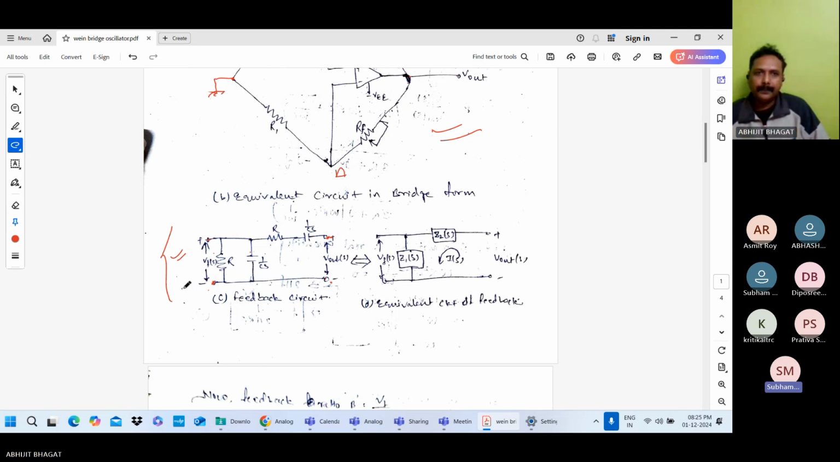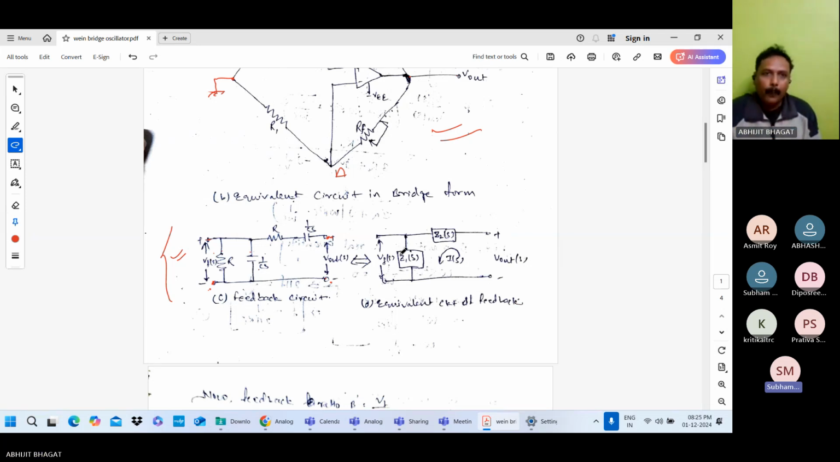Here, R is parallel with C, R is series with C, and the output voltage. Okay? Simple. Nothing new so far, it is connected from the same place. Clear? Yes, sir.